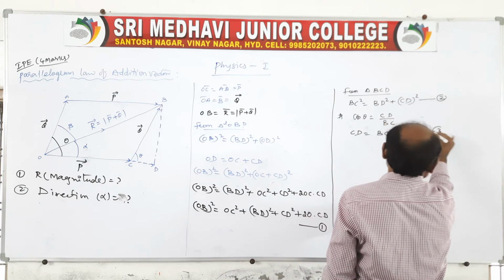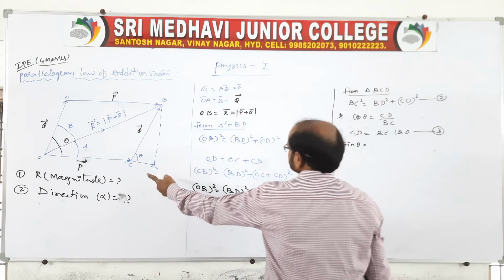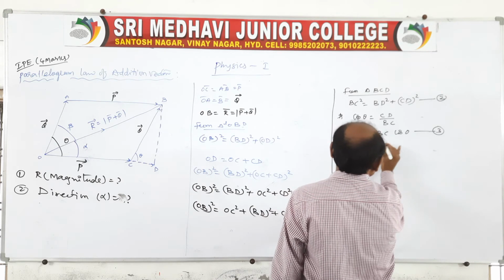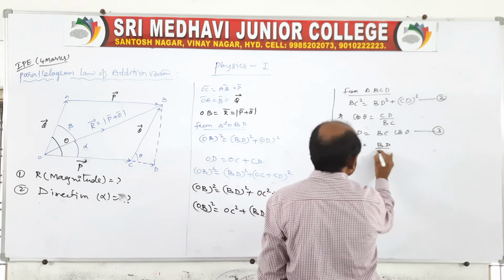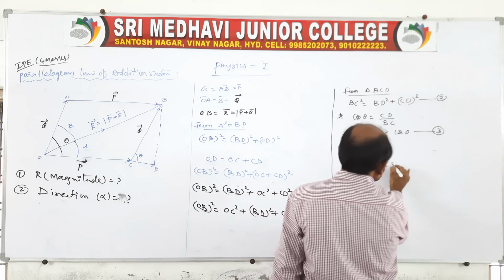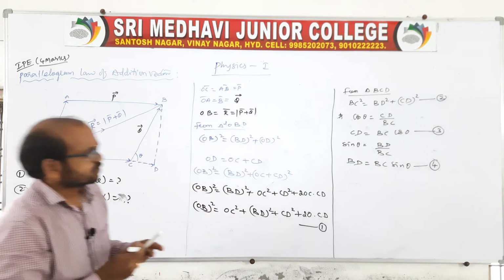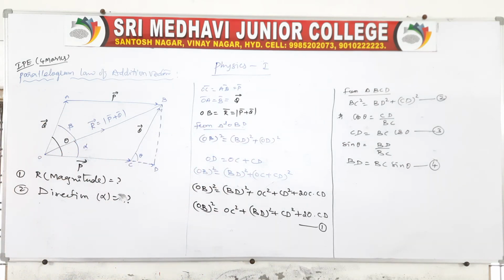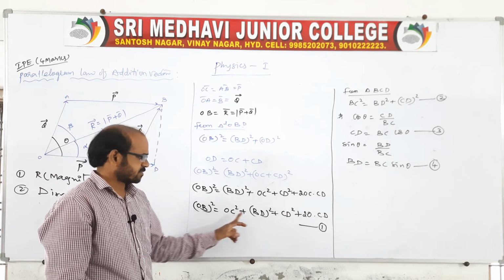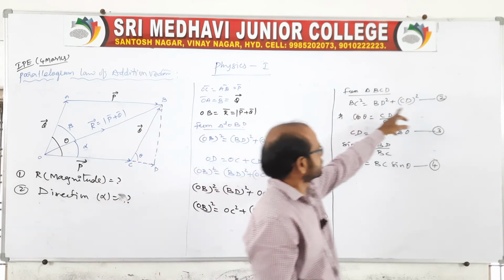You say equation 3. Now from the same triangle, sin theta is represented as opposite by hypotenuse. So the opposite is BD by BC, and from here BD is equal to BC sin theta. You say equation 4. Now we know the 3 expressions, 1, 2, 3. In this, OB square is equal to OC square plus BD square plus CD square. Look here, BD square plus CD square is equal to equation 2.